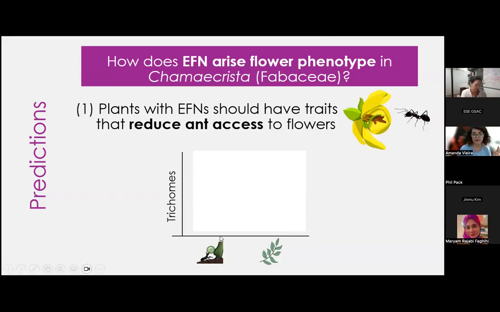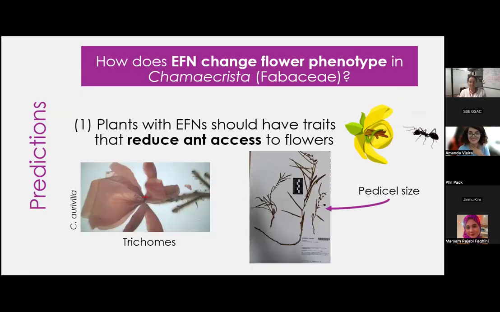And from now on, we will always have plants with extrafloral nectaries and plants without extrafloral nectaries on the x-axis, and the trait I'm talking about on the y-axis. So basically, we think that plants with extrafloral nectaries might have more trichomes when compared to plants without extrafloral nectaries, because trichomes might be hard for ants to walk on, might make ants' life harder.